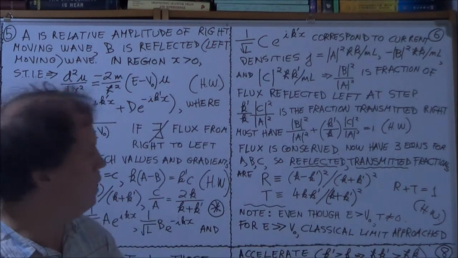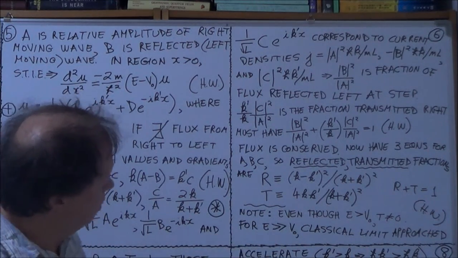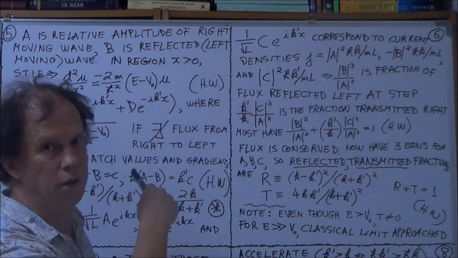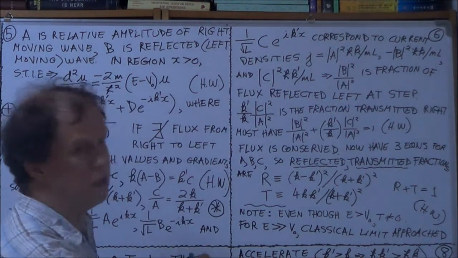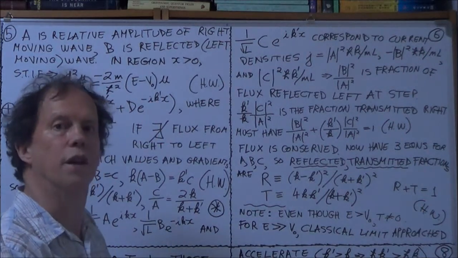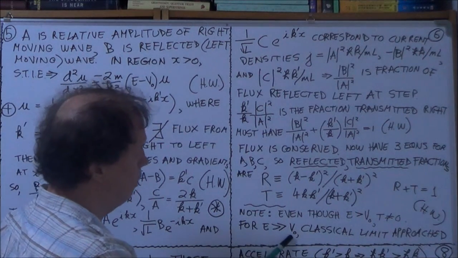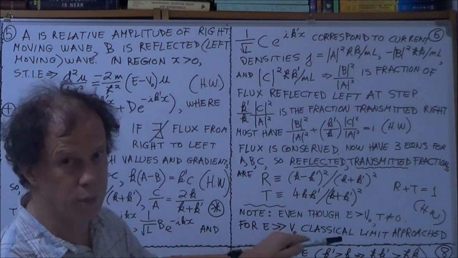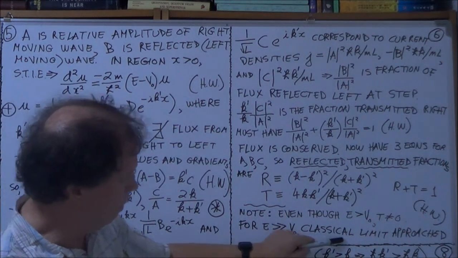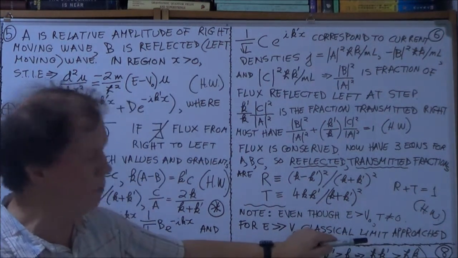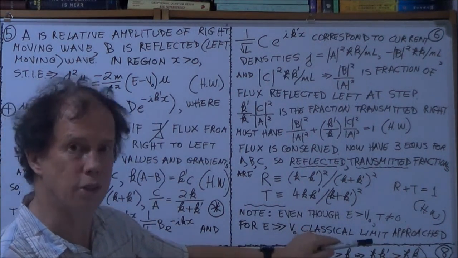Now, if your energy is much larger than V naught, like V naught's really small, and your incoming wave has very high energy. If E is much larger, this double arrow here means not just larger than, which is one arrow, but a lot larger than, hugely greater than. Well, then you get the correspondence principle again. You get more or less the classical limit, where things start behaving the way they would in classical mechanics.